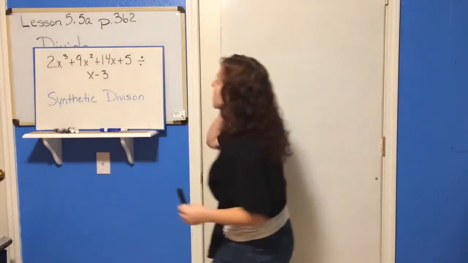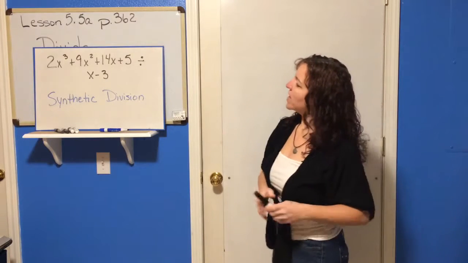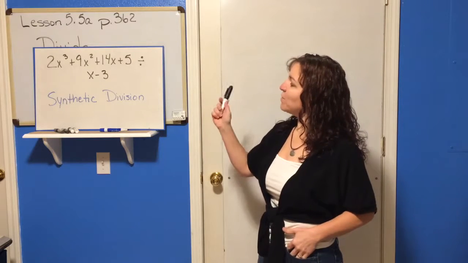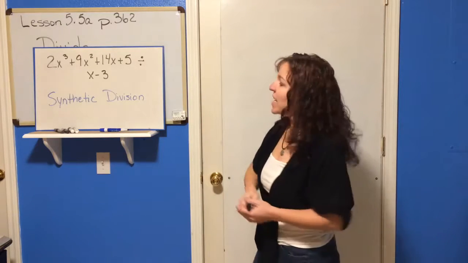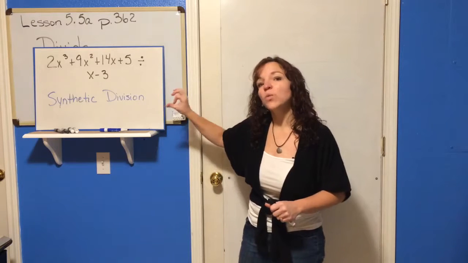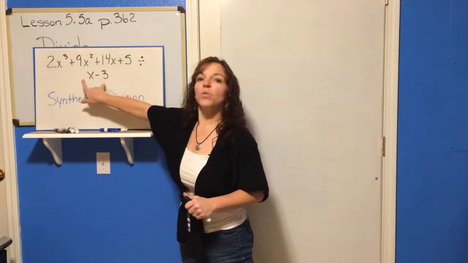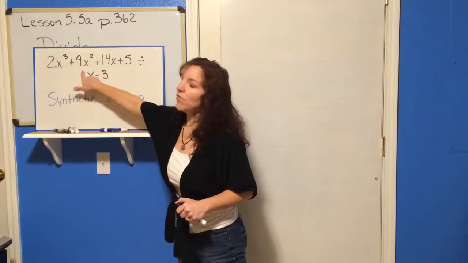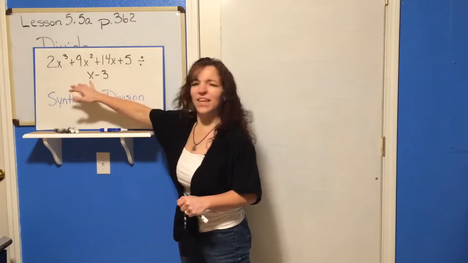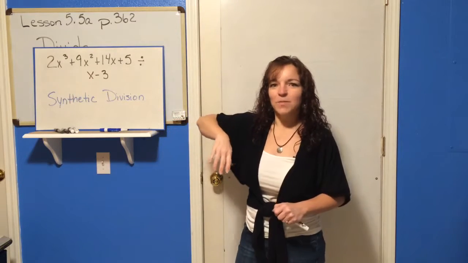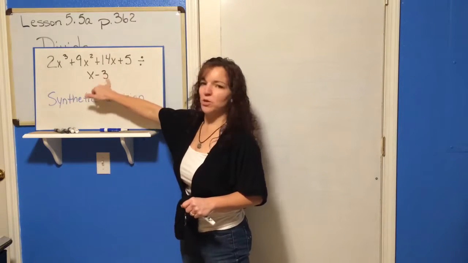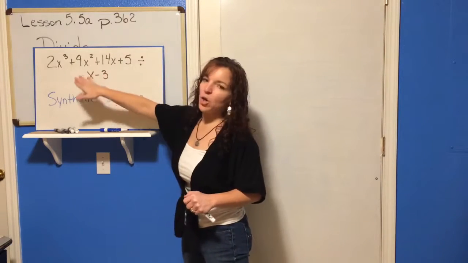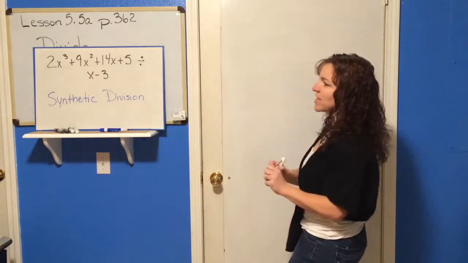So I want the two polynomials, 2x cubed plus 9x squared plus 14x plus 5 divided by the binomial x minus 3. Synthetic division, you need to know, will only work if you have just a binomial with one variable. All right? So you've got to have just one variable with the coefficient of 1. It needs to be like an x, I think they call it x plus k. It needs to be in the form of just an x plus or minus a number. All right, so if you're dividing by a binomial with no coefficient, then you can use synthetic division.